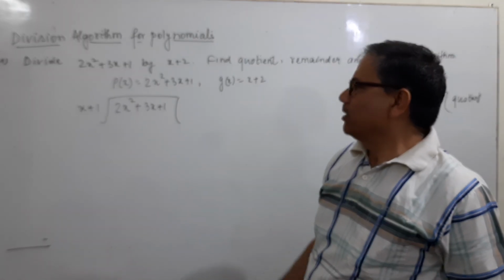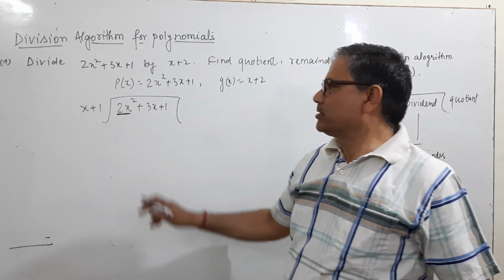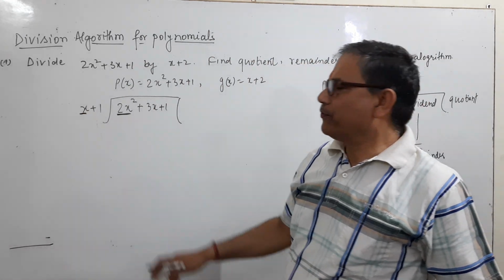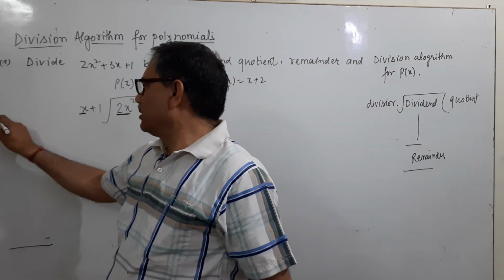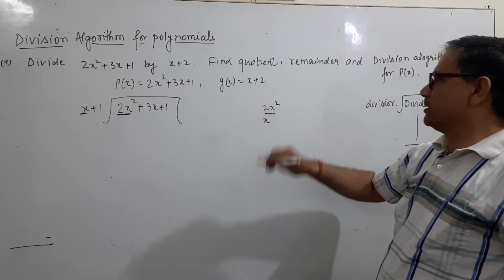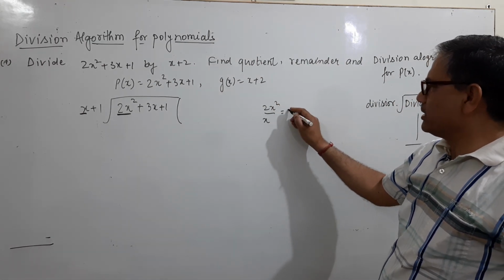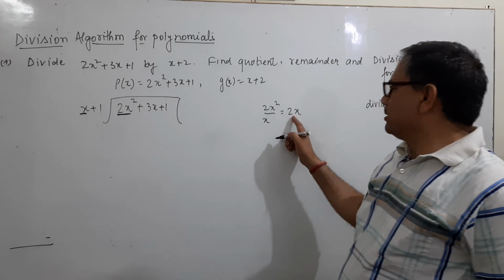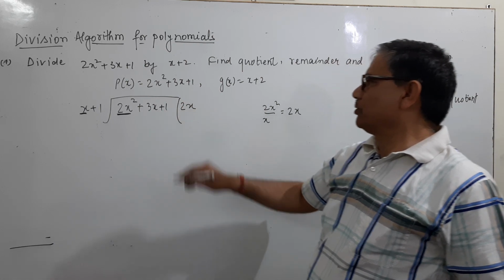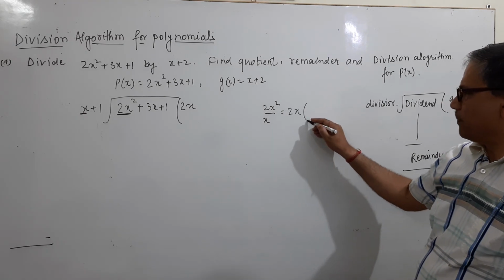Now how do we divide? First, the highest degree term of the dividend is divided by the highest degree term of the divisor. Listen carefully. 2x square को divide करेंगे किससे? x से. So what is your answer? x is 1, here is x is 2. What is left now? 2x. This 2x will be the quotient. वो क्या जाएगा? Quotient होगा.